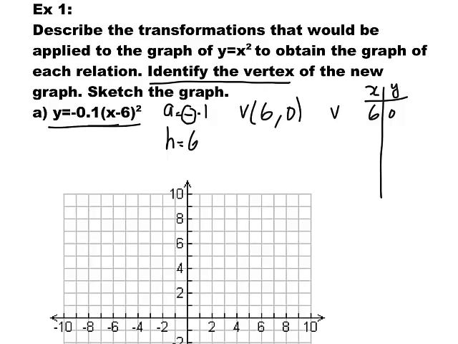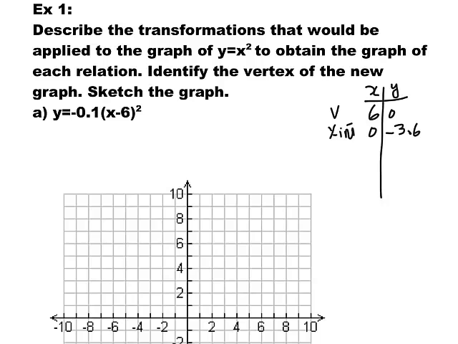Now we are going to find the y-intercept. To find the y-intercept, let x be equal to 0. So the y-intercept is going to be negative 0.1 times, if x is 0, 0 minus 6 is negative 6 squared, which is 36. So this is negative 3.6. So the y-intercept is going to give us 0 and negative 3.6. This is our y-intercept.